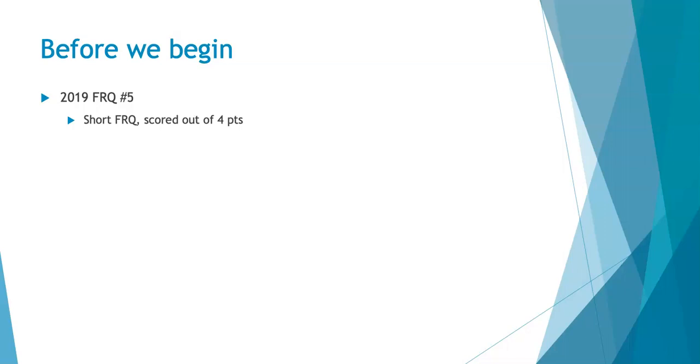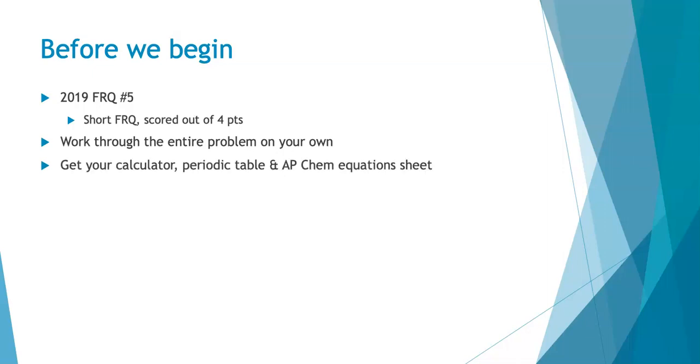We're working today on free response question number 5 from the 2019 released exam. It's a short free response question, and it's scored out of 4 points. I always recommend that students try to write out their own solution to all the parts of the question before they listen to my explanation. To do this, you'll need your calculator and your periodic table and your formula sheet.